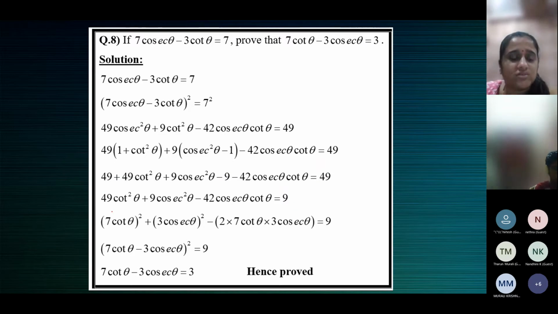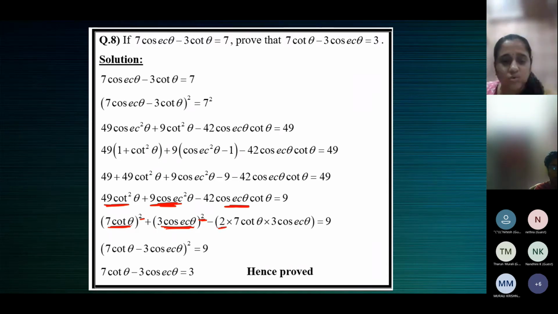Now the remaining terms are of the form A square plus B square minus 2AB. So you must show it's of that form. See here, this is A square. When you square this one, you will get 49 cot square theta. This is B square. When you square this, you will get 9 cosecant square theta. Minus 2AB. 2, this is A. Write this one A and write this one B.